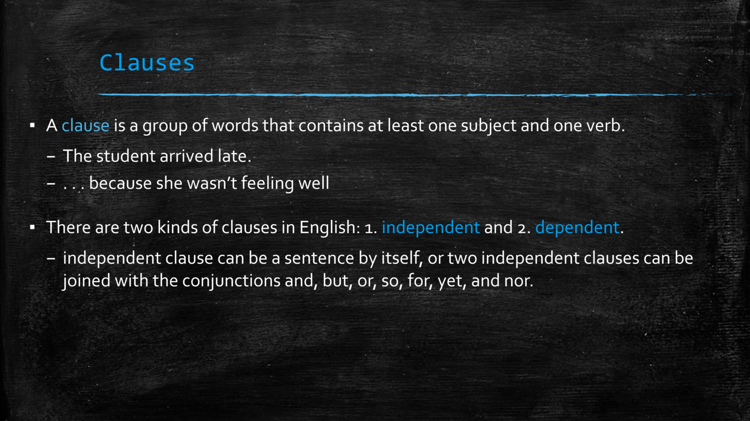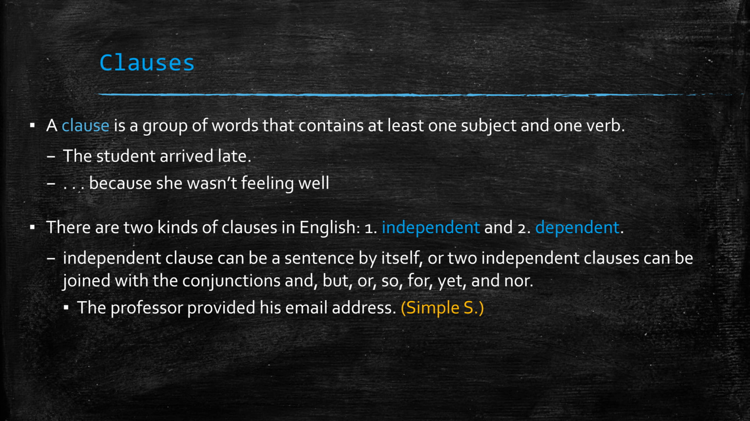An independent clause can be a sentence by itself, or two independent clauses can be joined with conjunctions like and, but, or, so, for, yet, and nor, which are the FANBOYS, and we already discussed them in detail. You can go back and check the videos.